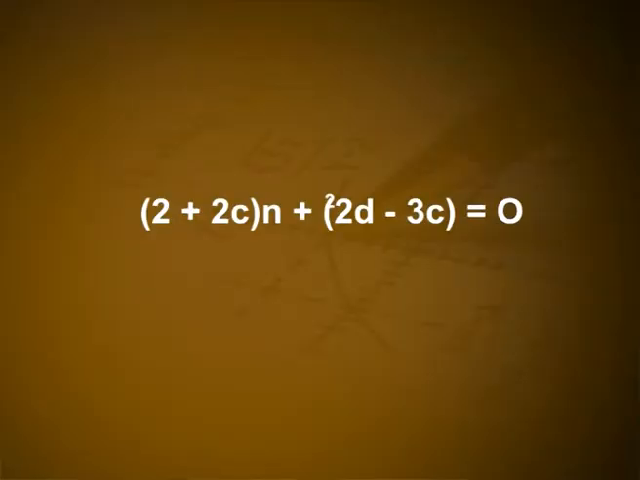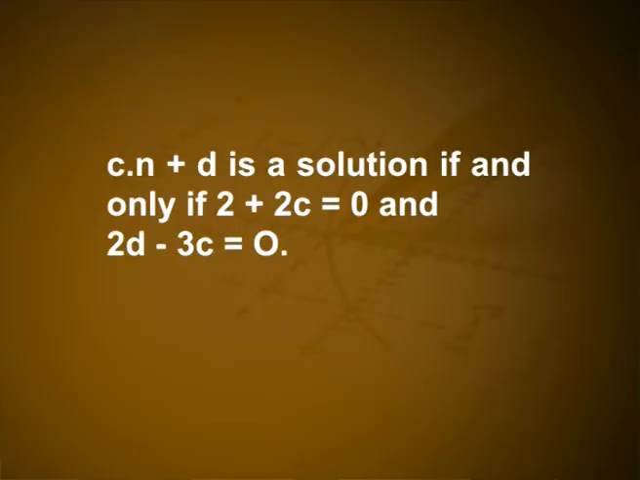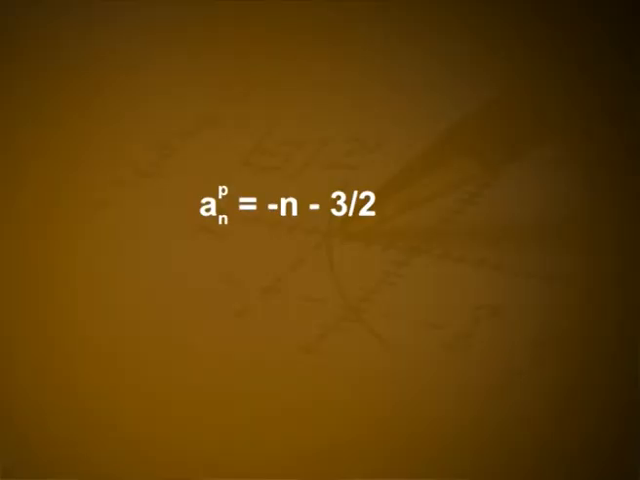Simplifying and combining like terms gives (2 plus 2c) into n plus 2d minus 3c is equal to 0. It follows that c into n plus d is a solution if and only if 2 plus 2c is equal to 0 and 2d minus 3c is equal to 0. This shows that cn plus d is a solution if and only if c is equal to minus 1 and d is equal to minus 3 by 2. Consequently, apn is equal to minus n minus 3 by 2 is a particular solution.